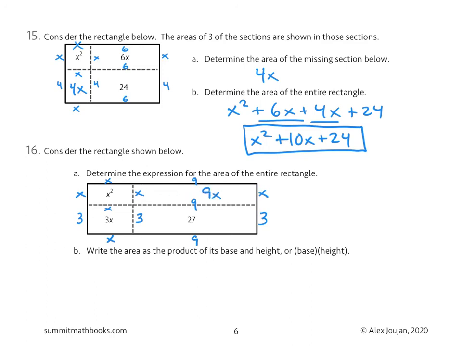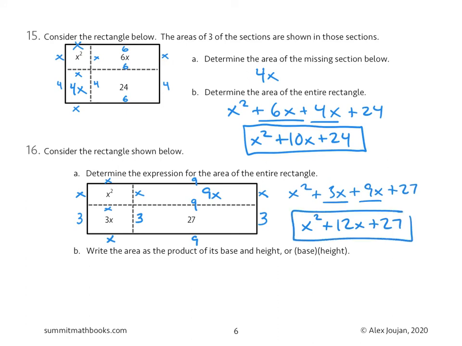So the area of the entire rectangle is this area plus this one plus this one plus this one. x squared plus 3x plus 9x plus 27. I can combine these like terms and write x squared plus 12x plus 27. That's the area of the entire rectangle.